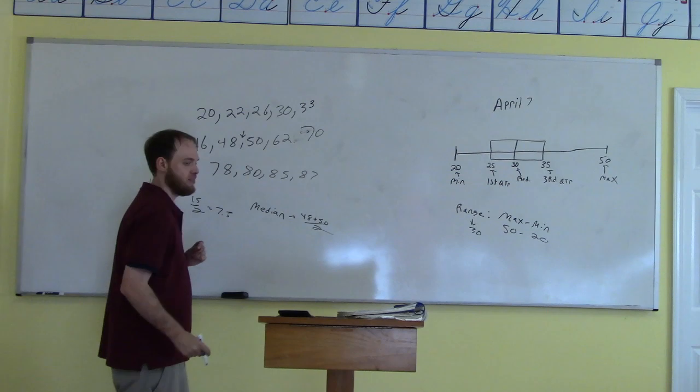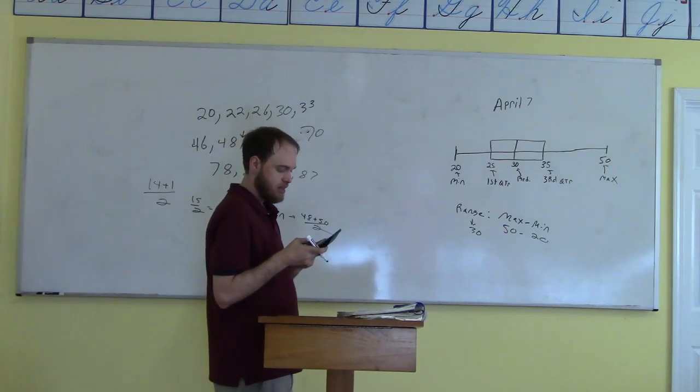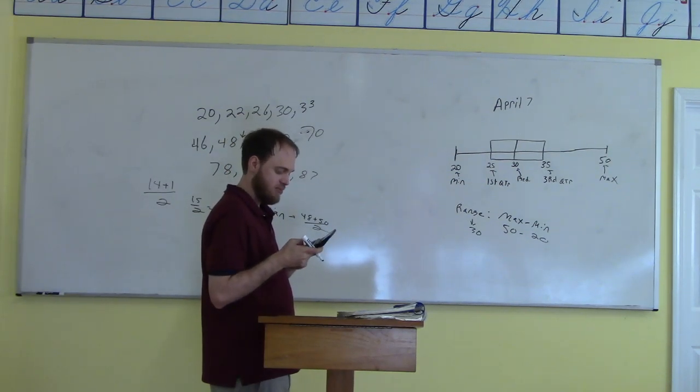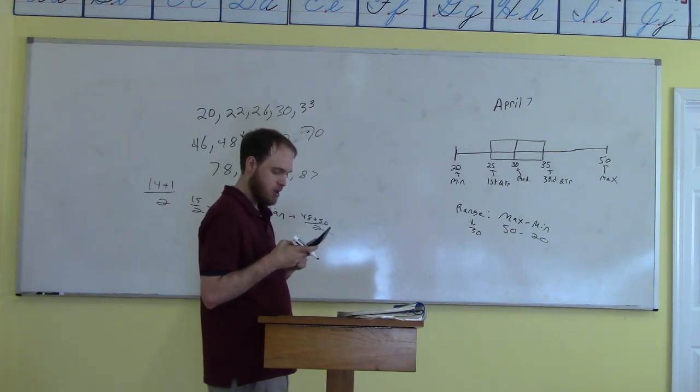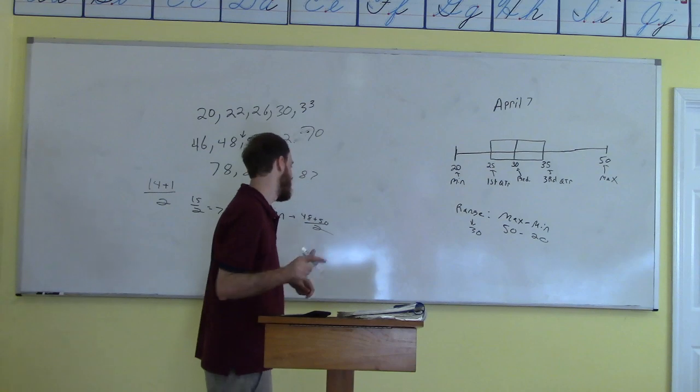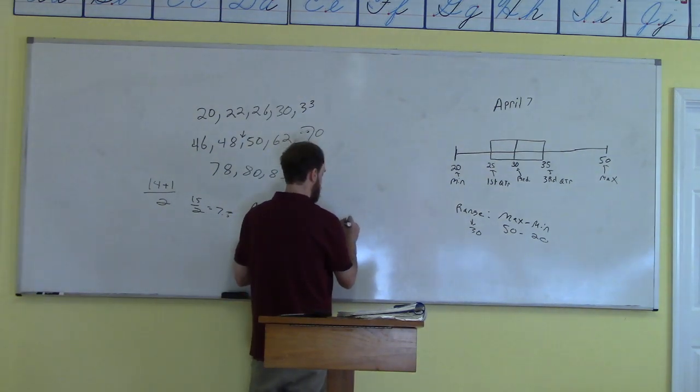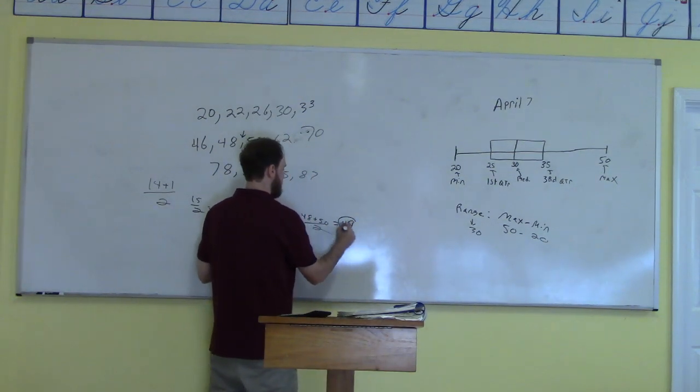So 48 plus 50 divided by 2, that is going to be 98 divided by 2 tells me a median of 49. So my median equals 49. So that is my median.